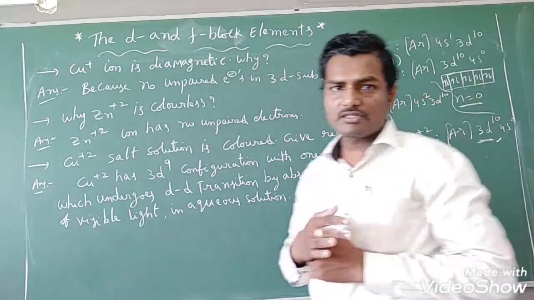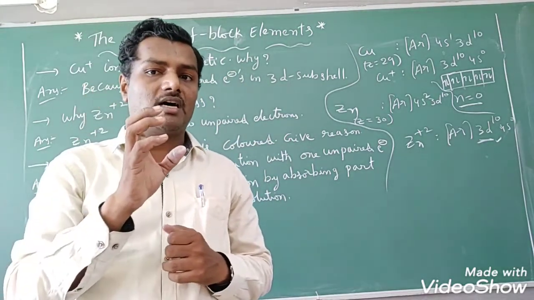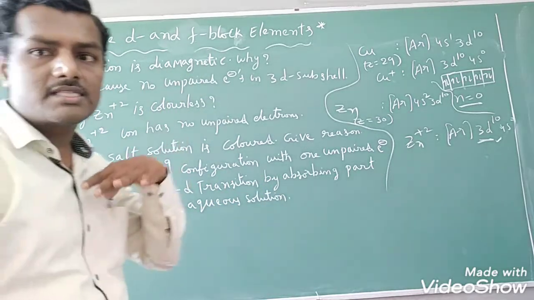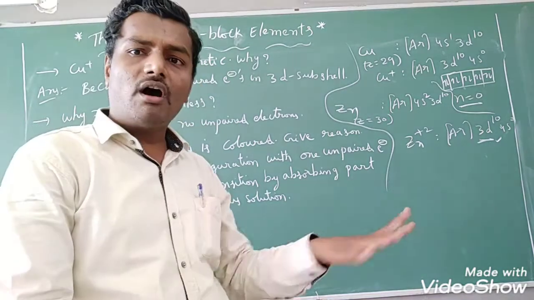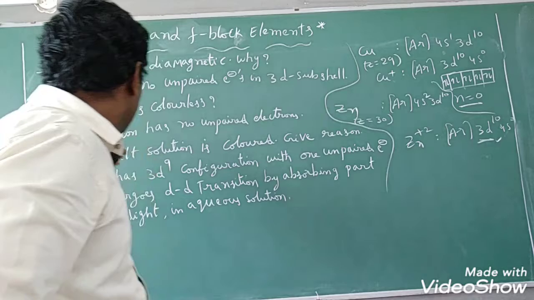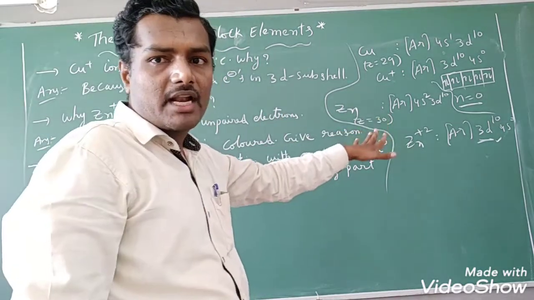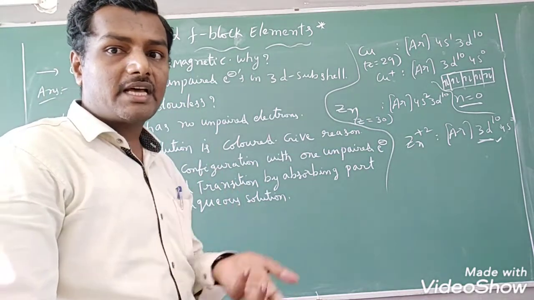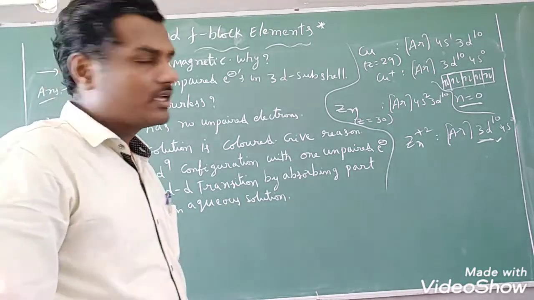So here you observe 3d10 is a completely filled electronic configuration. There are no unpaired electrons. So depending upon the number of unpaired electrons and paired electrons only, we can identify whether the given substance is a colored compound or a colorless compound. If there is no unpaired electron, definitely it is a colorless compound, students. Zn plus 2 ion has no unpaired electrons, so because of that reason this is a colorless compound. If any unpaired electrons are present, definitely that is a colored compound, no doubt in that.